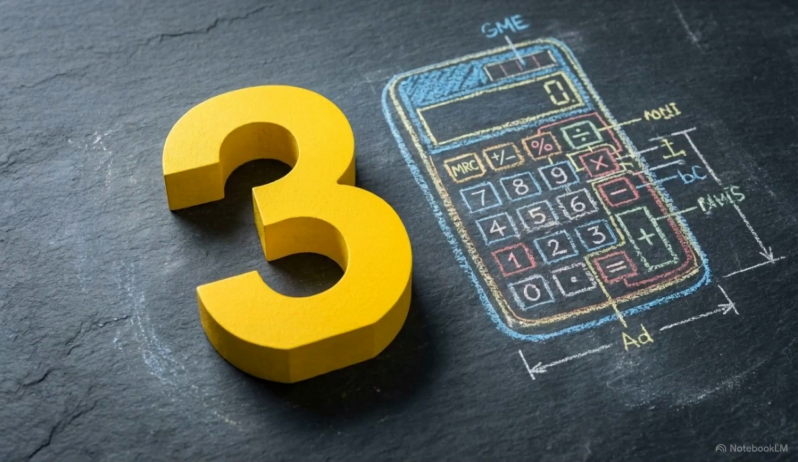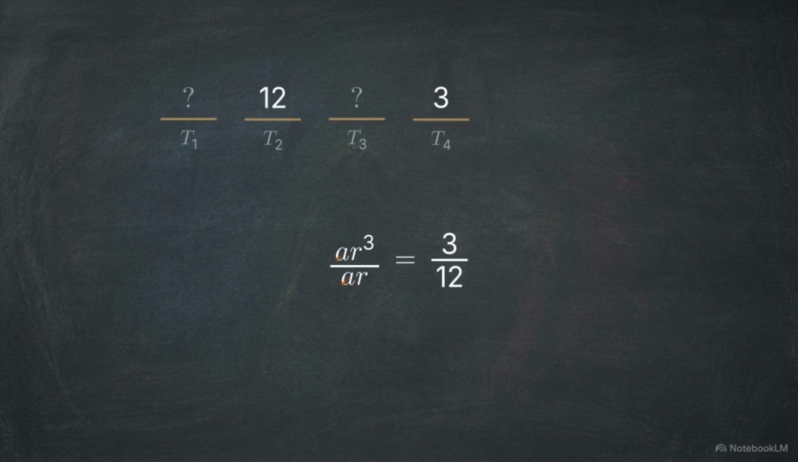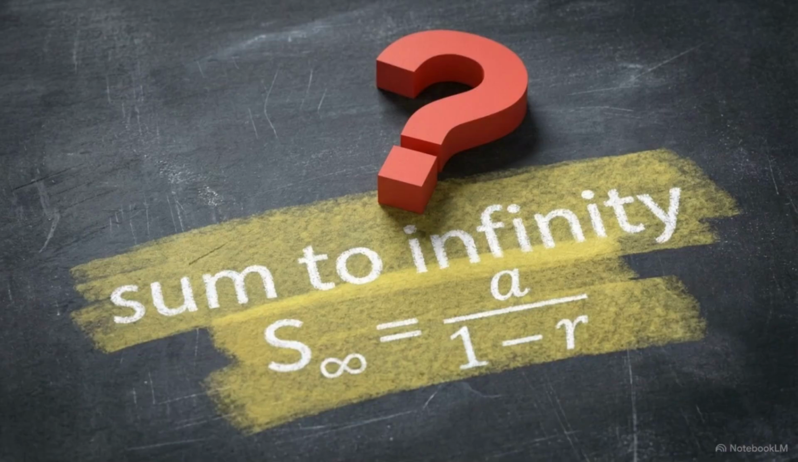Step 3 is to substitute carefully. For a geometric sequence with T2 as 12 and T4 as 3, we divide the equations. The a variables cancel, leaving r squared equals 1/4. Taking the square root, we find our common ratio is 1/2. If we are asked for a sum to infinity, we cannot simply start calculating. We must first check if the series converges.